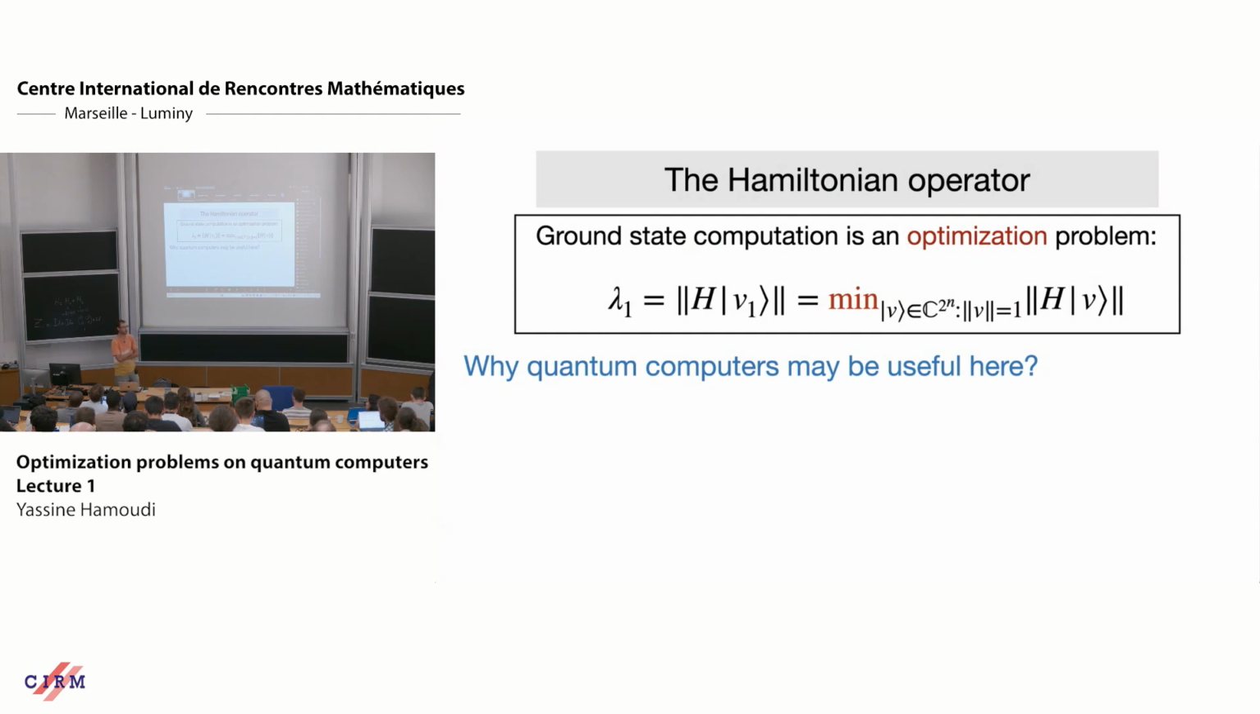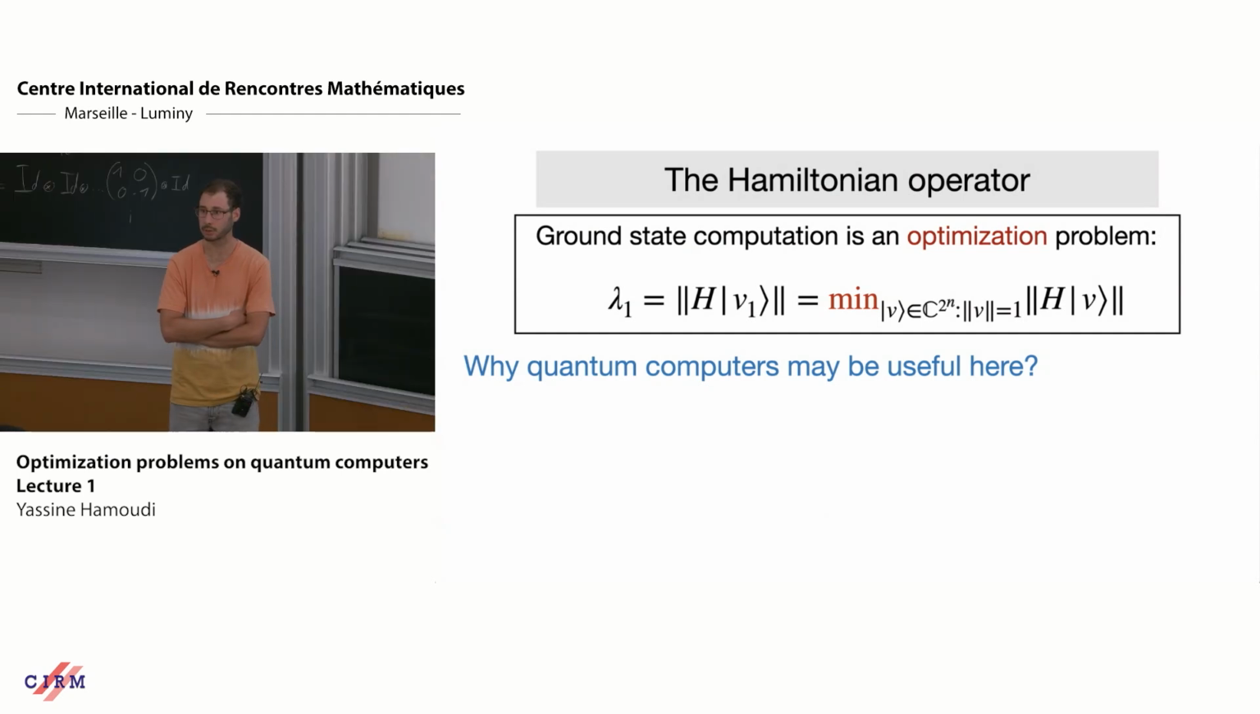Okay, so the question is about the connection between the spectral gap and the initial overlap of the starting state with the ground state, right? So I will also answer this question in a minute, okay? But it's not directly related.